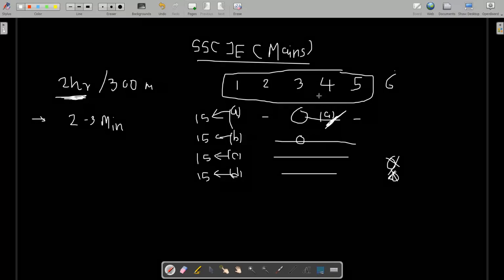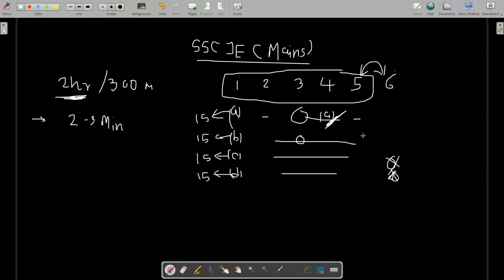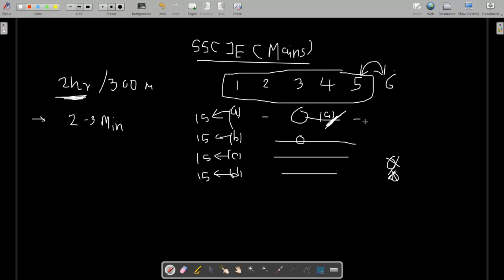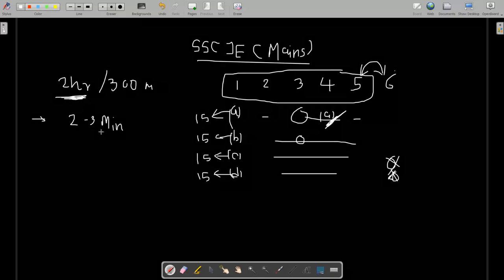At that time you will be frustrated, and you still have to attempt one more question from 5 and 6. In a hurry, you may lose marks in the questions that you actually know. So if you don't want this to happen to you, please give 2 to 3 minutes to analyze which questions you have to attempt.